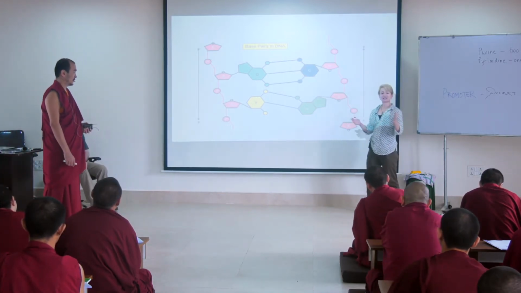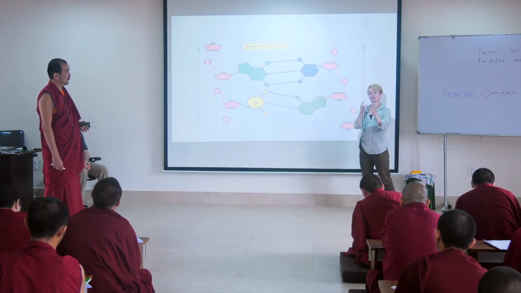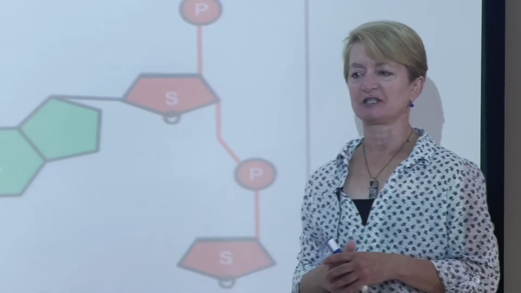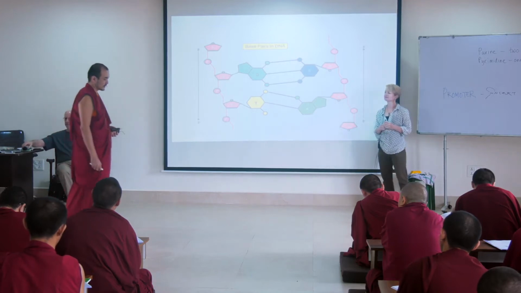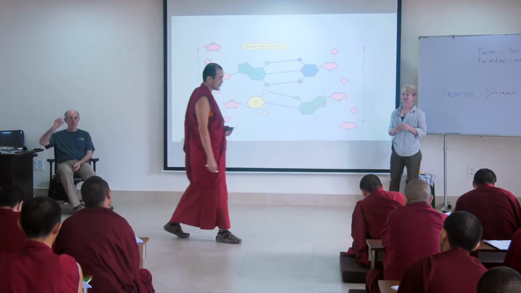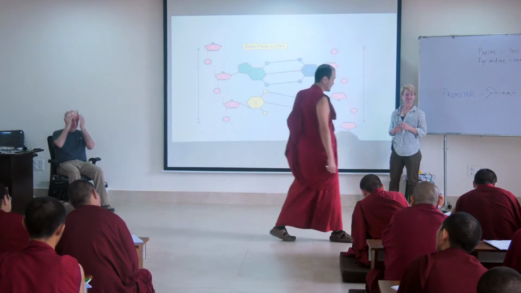Why is this? How is it that you can have cells that are genetically identical be so different from each other?